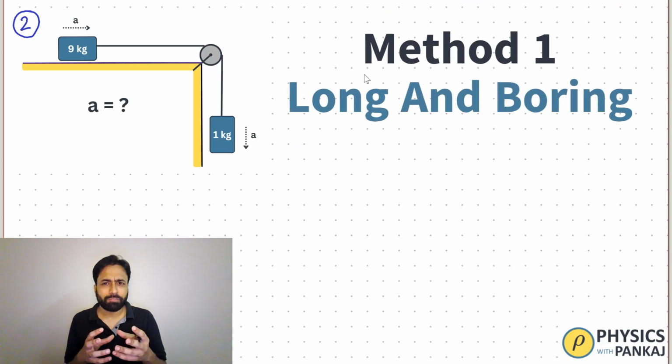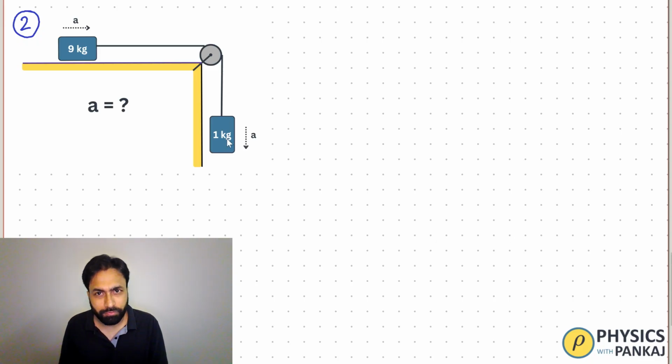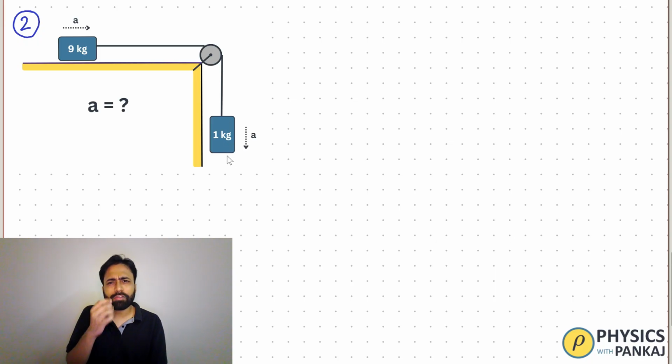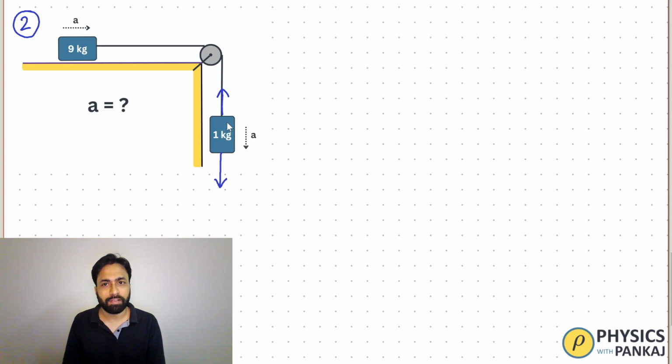The standard approach is usually to make the FBD or free body diagram of each of these blocks. Let's try to do that. Let's look at the 1 kg block first. Let's think about the forces that act on this 1 kg block. Well, I can think of gravity, which acts downwards. And I can think of a tension that's there in the string.